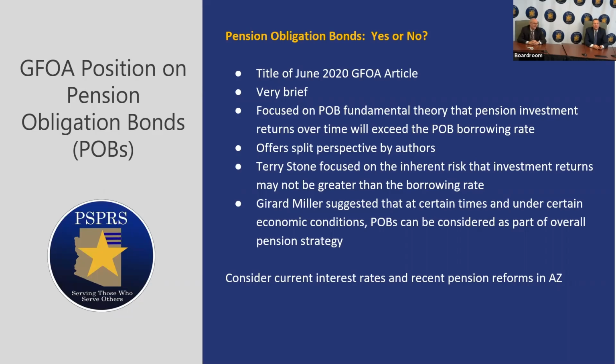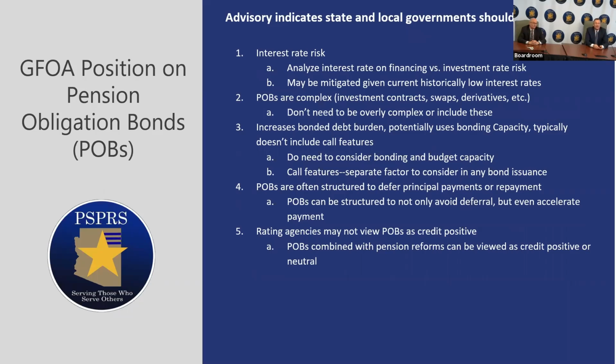Right. So let's look at this GFOA advisory on pension obligation bonds. It states that governments should not issue pension obligation bonds, and it's risk averse. But let's break down the components of why they say that. Certainly there is interest rate risk, as we just talked about. You need to understand that risk, and take the steps to manage it appropriately and mitigate it. And those are certainly risks to take.